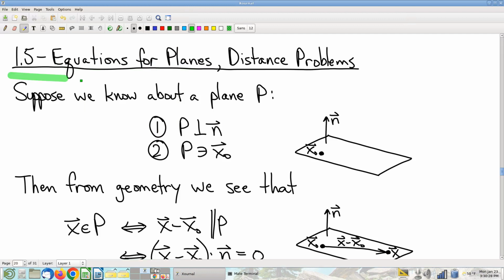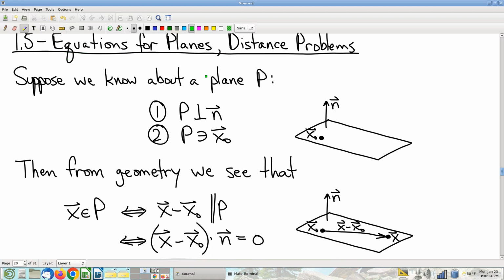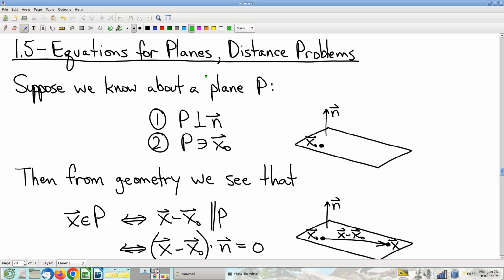Starting with section 1.5 now, equations of planes in space. I'm going to start off with how to motivate the equation for a plane. There are natural connections to geometry that are involved in this motivation. So here it goes. If you know a point in the plane and a vector perpendicular to the plane.